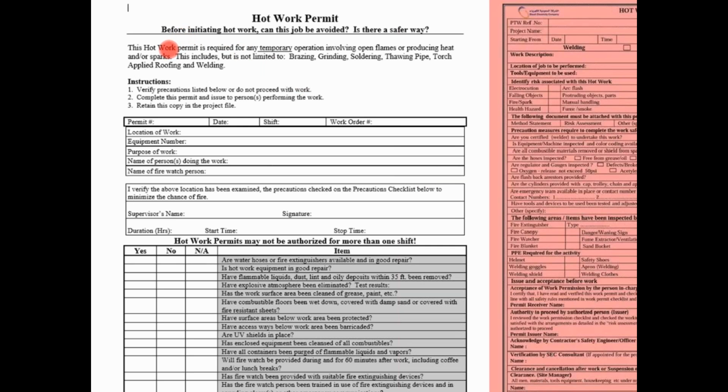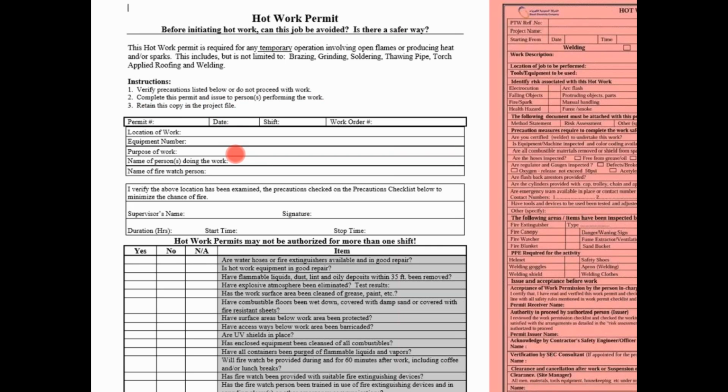This hot work permit is required for any temporary operation involving open flames or producing heat or sparks. These include, but are not limited to, brazing, grinding, soldering, throttling pipe, torch-applied roofing, and welding. The instructions for this work are: verify the precautions listed below or do not proceed with the work. Complete this permit and issue it to the persons performing the work. Retain this copy in the project file.